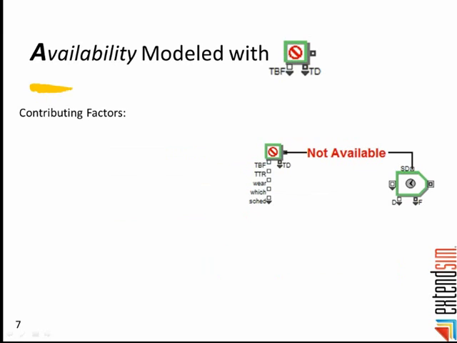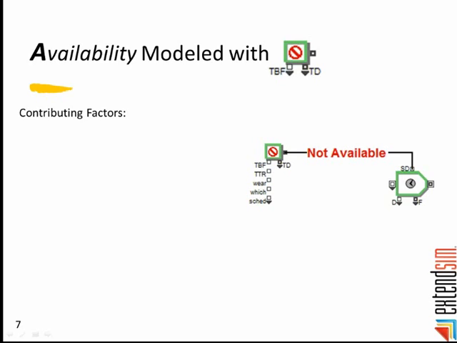Looking at the availability category, here we have the shutdown block sending a not available signal to the activity's SD connector. So when that signal is true, the activity shuts down. But the question then is, what would cause the shutdown block to report a not available signal?